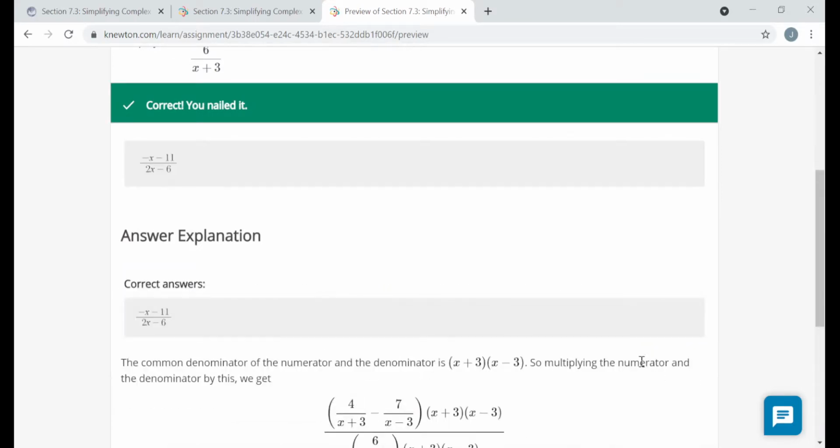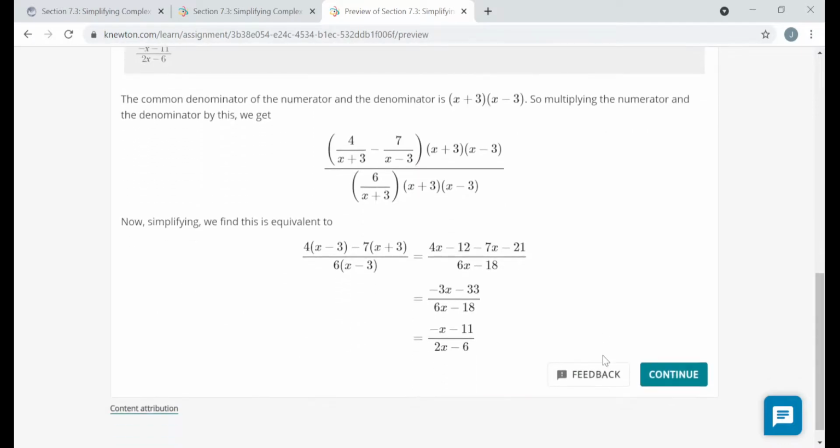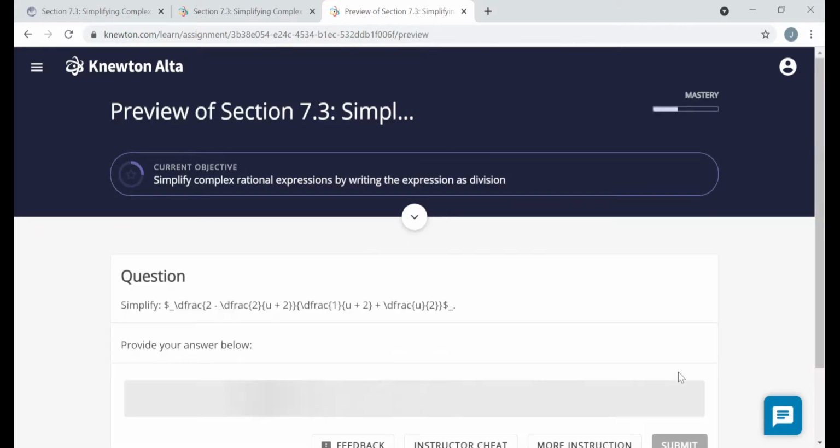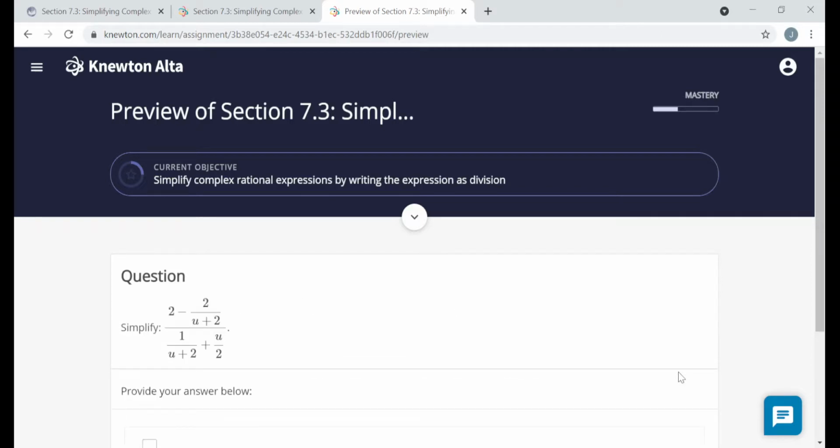And once again, please read through the answer explanations. All right, next question. This one is again, they're switching. It looks like they're alternating here. You can use the LCD method if you want. You'll end up with the same result as if you do this division method. So once again, I'll write this problem out, and we'll simplify it by rewriting it as a division problem.